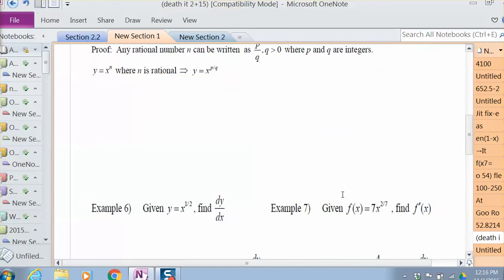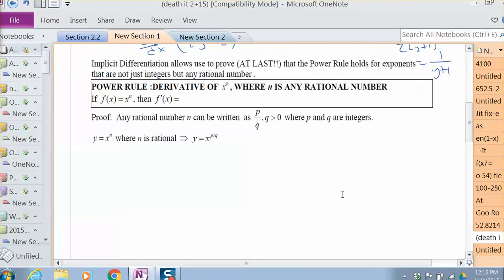Now let's talk about the proof for the power rule. So this is a pretty big deal because we know how the power rule works. We know it's just n times x to the n minus 1 power. Fine. But we've never actually done a formal proof of it. And this is what we're going to do now.